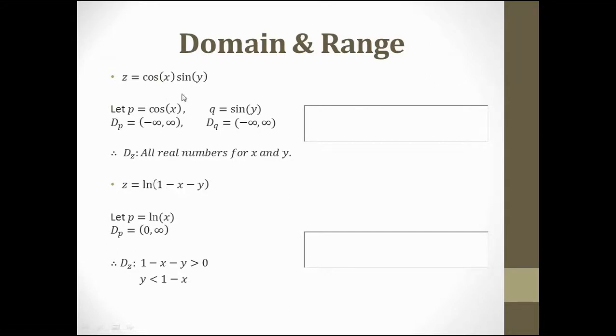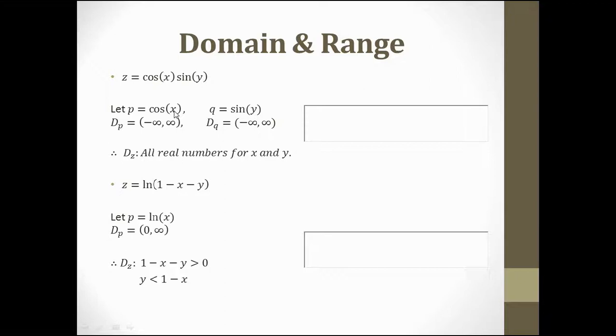sense? Well, if you want to make sense of this function, we have to find out if cosine of x and sine of y make sense, because if one of them doesn't make sense, then it's just like one number times something that is undefined. It's just impossible. So to find that, we have to separate them. So we let p equal cosine of x and q equal sine of y, and we do it alone. So what numbers can we plug into cosine of x which would make this function p make sense?